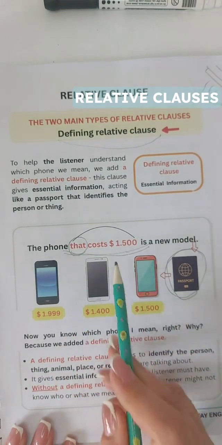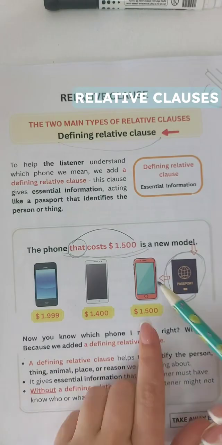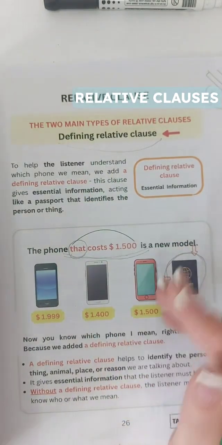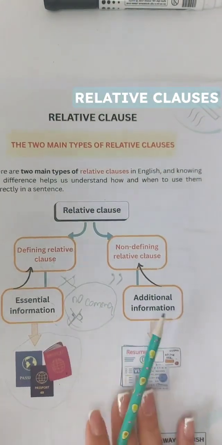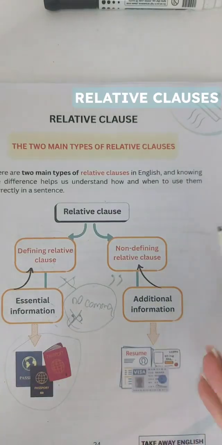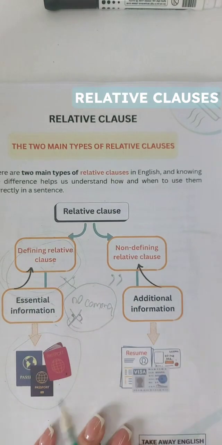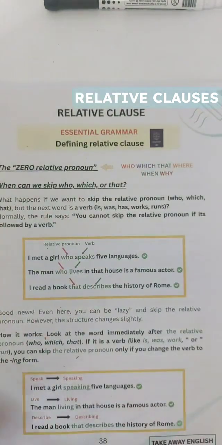The phone that costs 1,500 is a new model. Now we know that this one is a new model. Okay? That's how defining relative clauses work. Later, when we finish all the rules and structures about defining relative clauses, then we're going to learn non-defining relative clauses, okay?